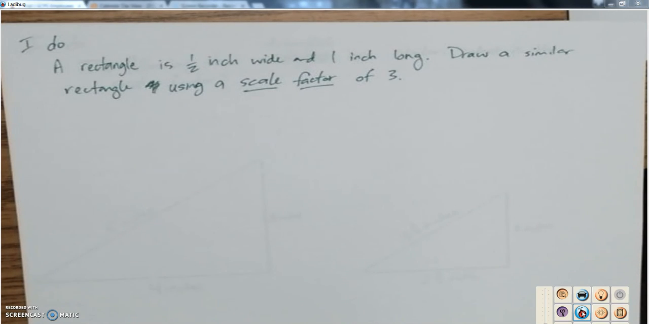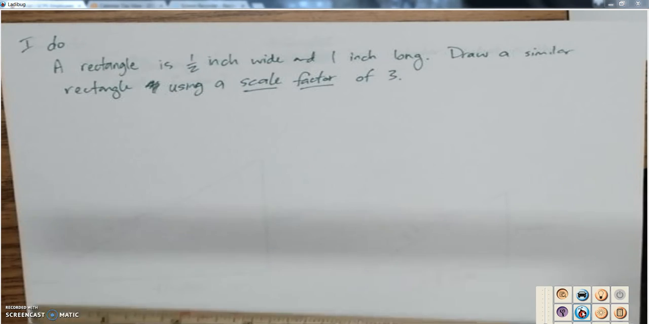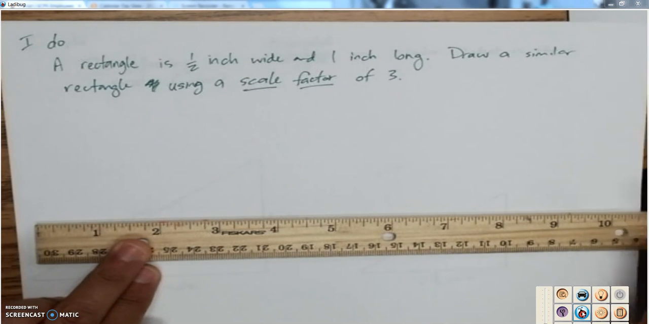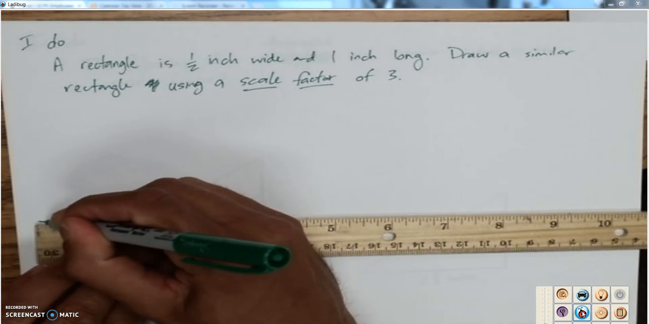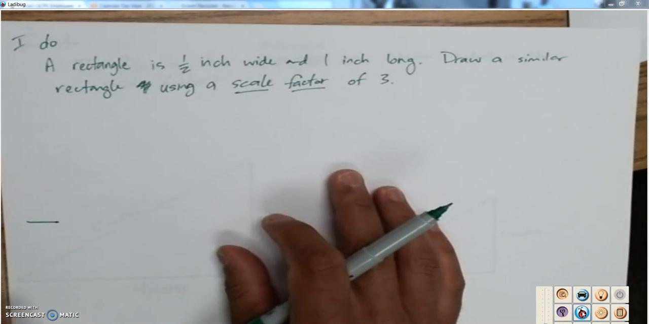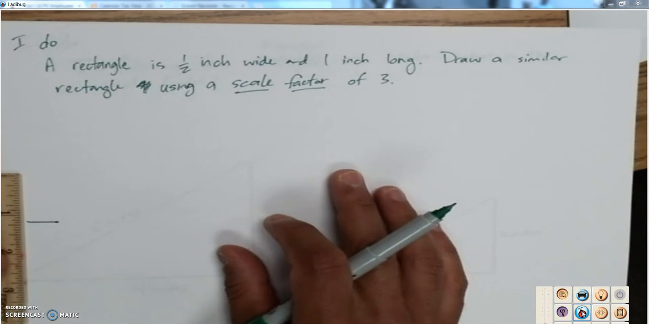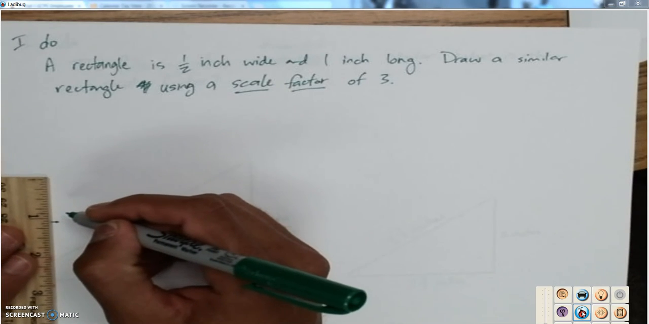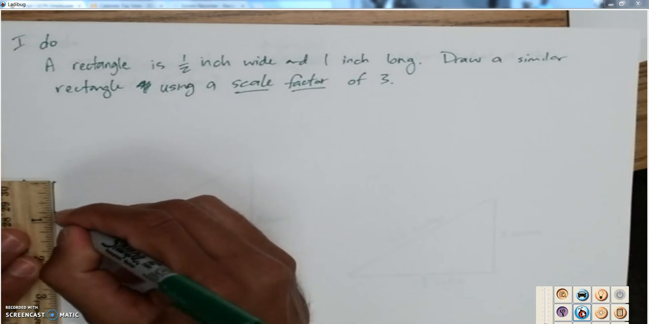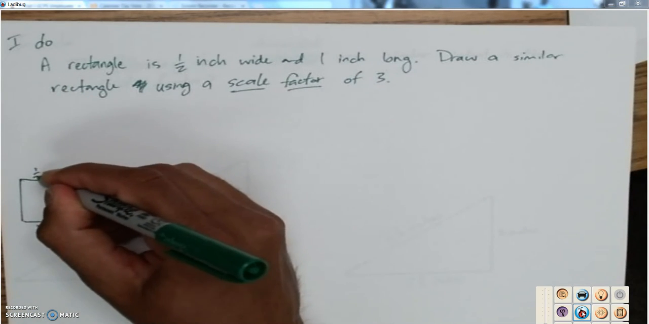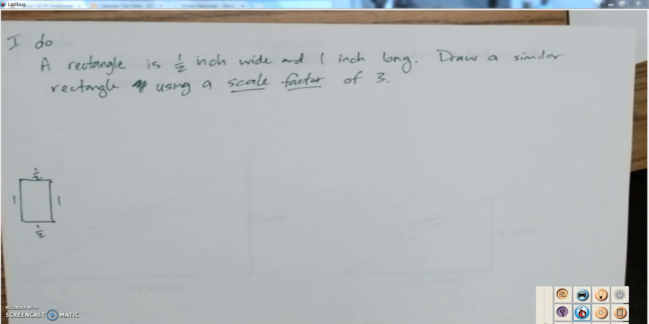So let me start. A rectangle is 1/2 inch wide and 1 inch long. I'm going to draw that rectangle first. So 1/2 inch one way and 1 inch the other way. So pretty small rectangle. So it's 1/2 and 1/2 and 1 and 1. So there's my original rectangle in the problem.